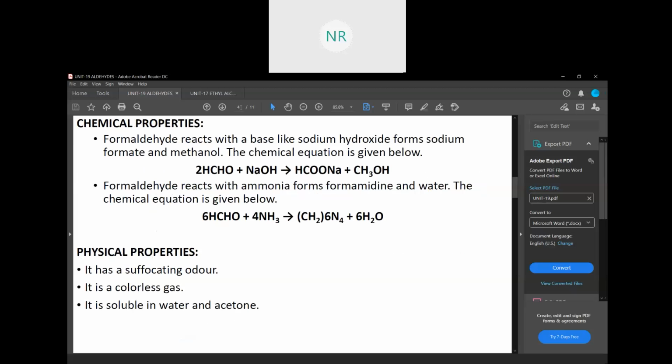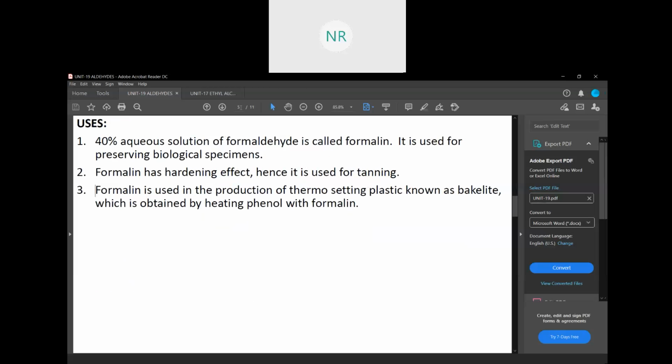Just make a note that all the gases and liquids you have studied up to now, their physical property is that they have no color. It is either a colorless gas or a colorless liquid. Uses: formaldehyde on its own is not as useful, but a 40% aqueous solution of formaldehyde, known as formalin, is very useful. The main important use of it is for preserving biological specimens in biological labs.